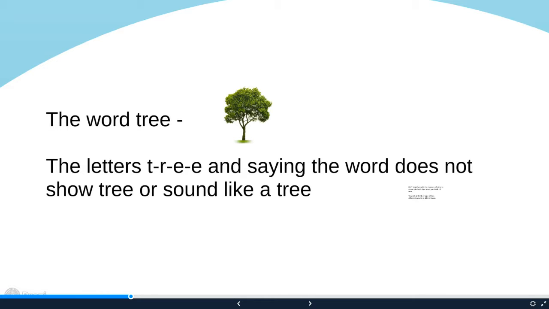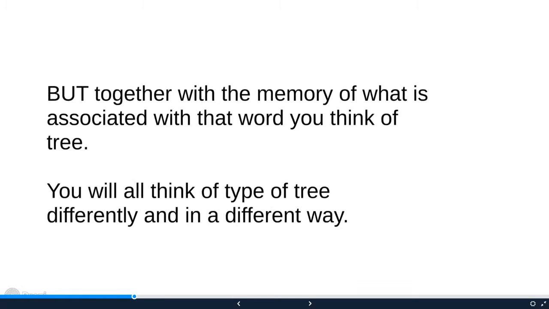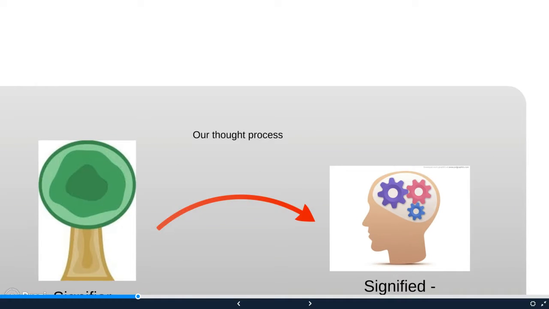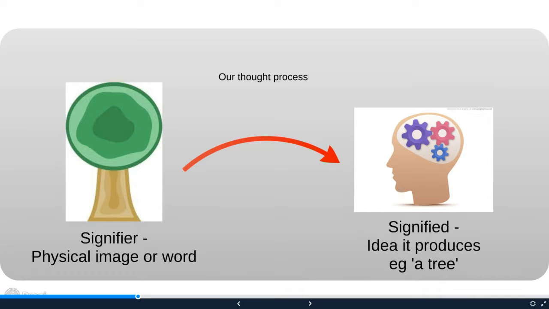The word tree, the letters T-R-E-E, and saying the word does not show what a tree actually is or sounds like. As a culture, we've decided that those four letters in that order making that sound means tree. It's arbitrary and random, but as a culture, we've decided this is what this means. Together with the memory of what it's associated with, it makes you think of what a tree actually is. You'll think of a tree differently and in a different way based on your backgrounds.